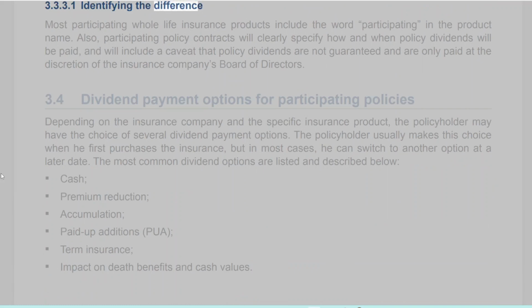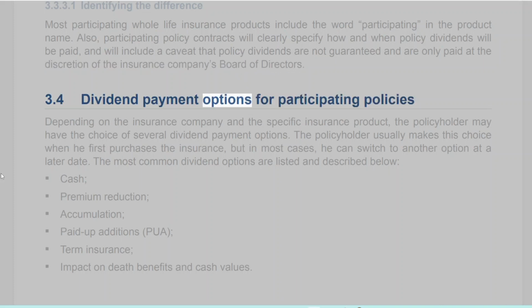3.3.3.1 Identifying the difference. Most participating whole life insurance products include the word participating in the product name. Also, participating policy contracts will clearly specify how and when policy dividends will be paid, and will include a caveat that policy dividends are not guaranteed and are only paid at the discretion of the insurance company's board of directors.